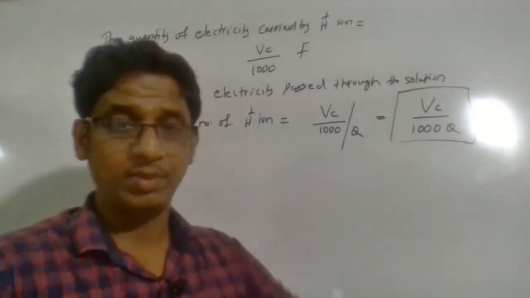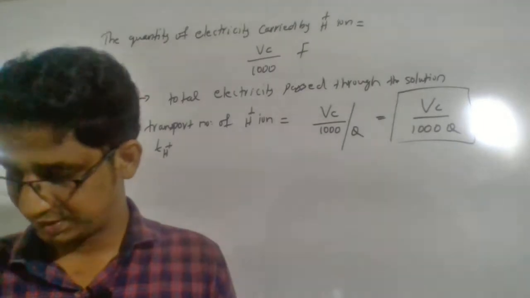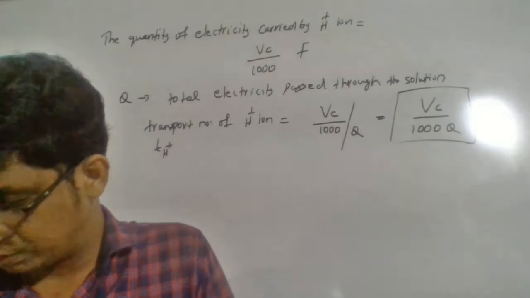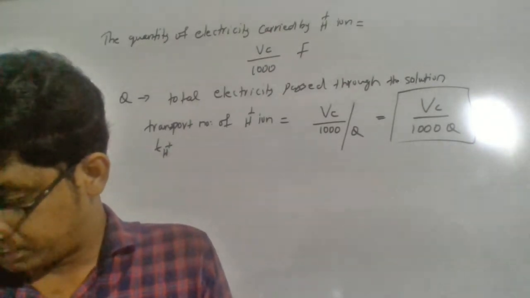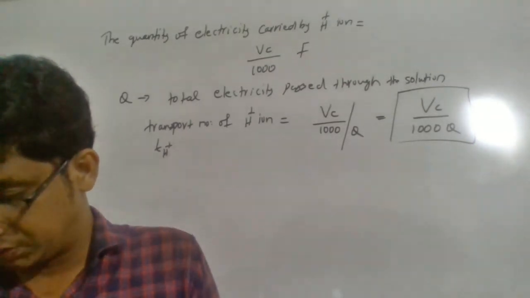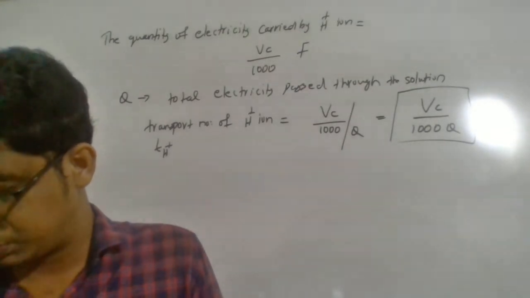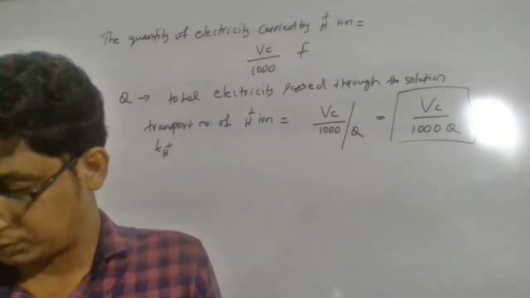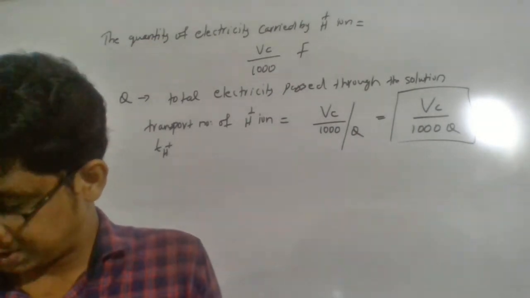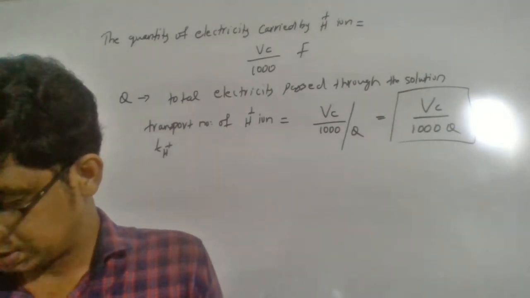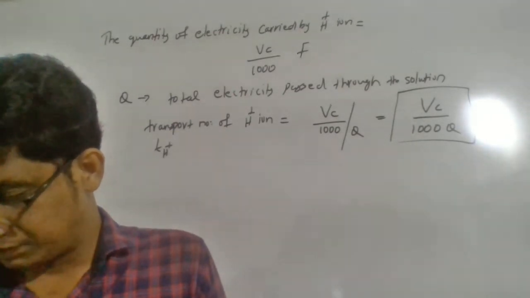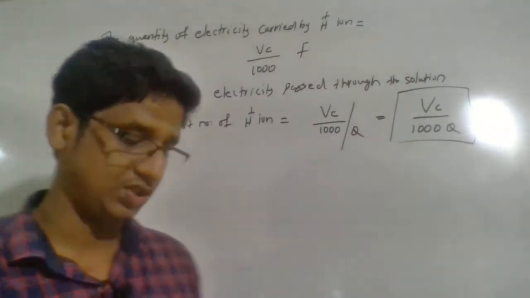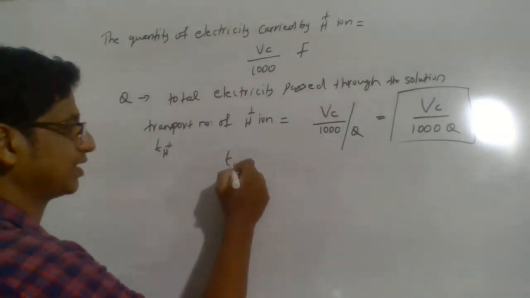So let us discuss one problem that will make things easier. In a moving boundary experiment, a 0.1 normal solution was used. The boundary moved 4.44 centimeter during 70 minutes when a current of 5.20 milliampere was used. The cross-sectional area of the tube is 0.25 centimeter cube. Cross-sectional area means it should be centimeter square, right? So it's 0.25 centimeter square. Calculate the transport number of K plus ion. That's the question. You are asked to find the transport number of K plus ion.